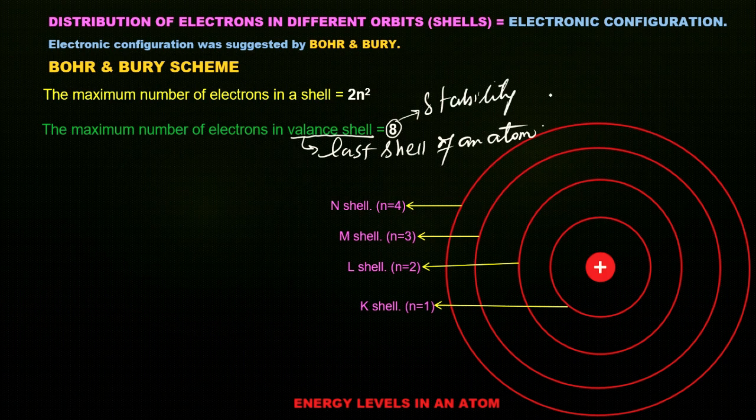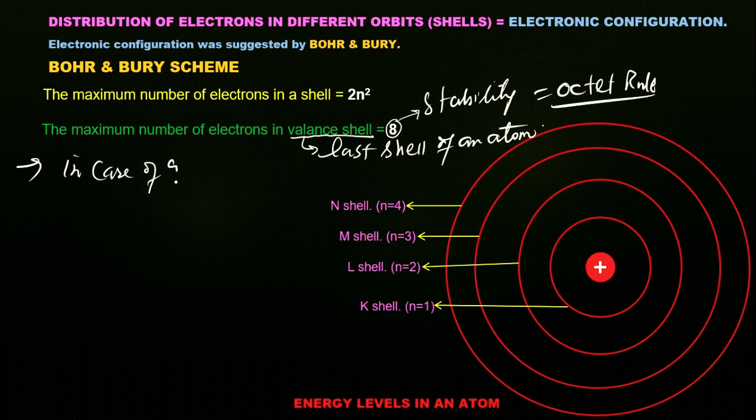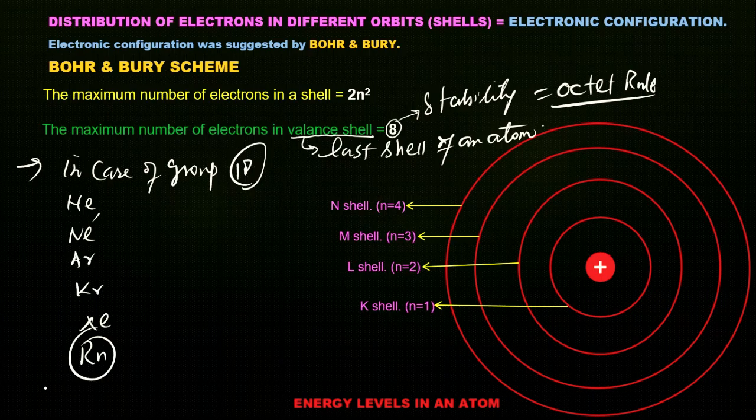And this rule is called the octet rule. Because it has been seen that in the case of group 18, that is noble gases, like helium, neon, argon, krypton, and xenon. Radon is also there, but that's radioactive, so we will talk about the normal ones.